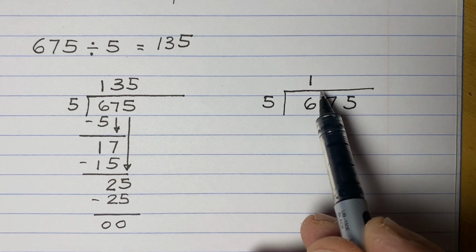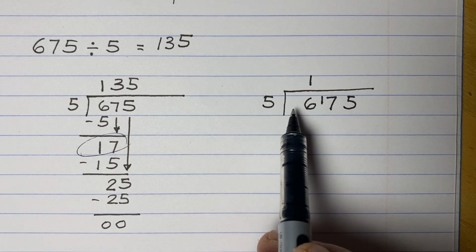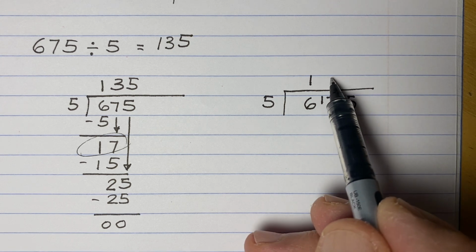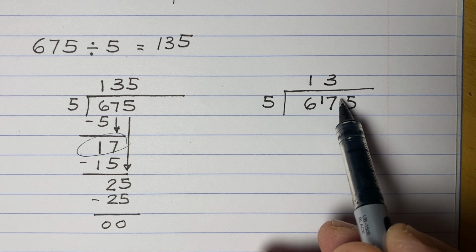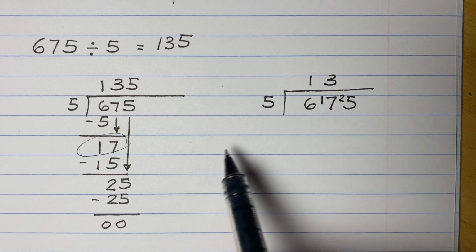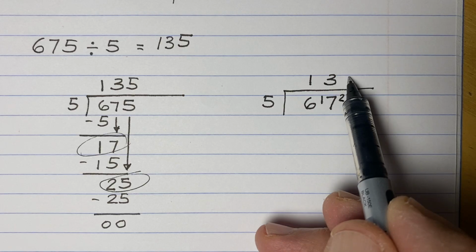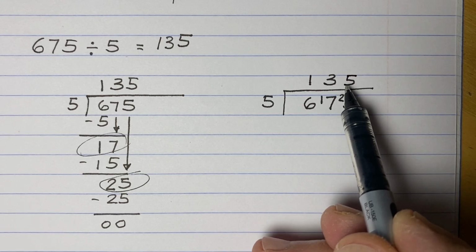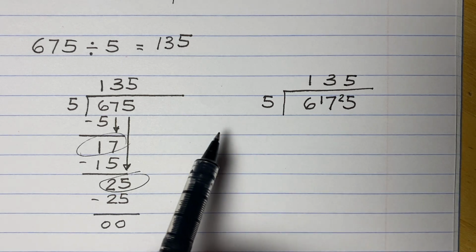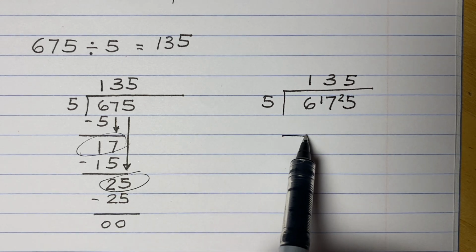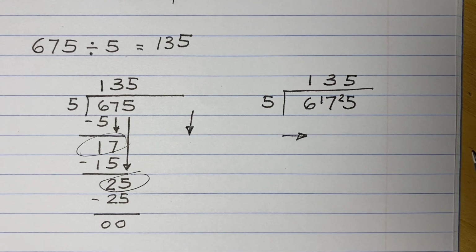So you're talking about 17, like I did here. How many 5 goes into 17? 3 times. 3 5s are 15. 2 left. So the remainder goes here, like I did here. And here, 5 into 25 goes 5 times. 5 5s are 25, and no remainder. So this is the long division going across. This is the long division coming vertically down.